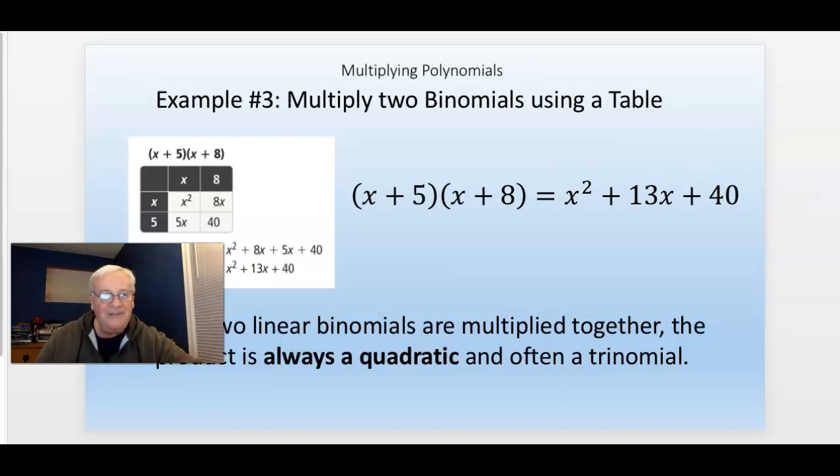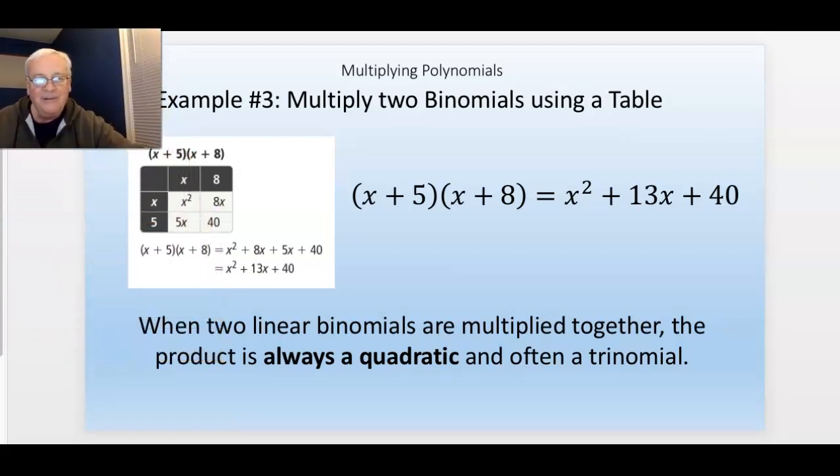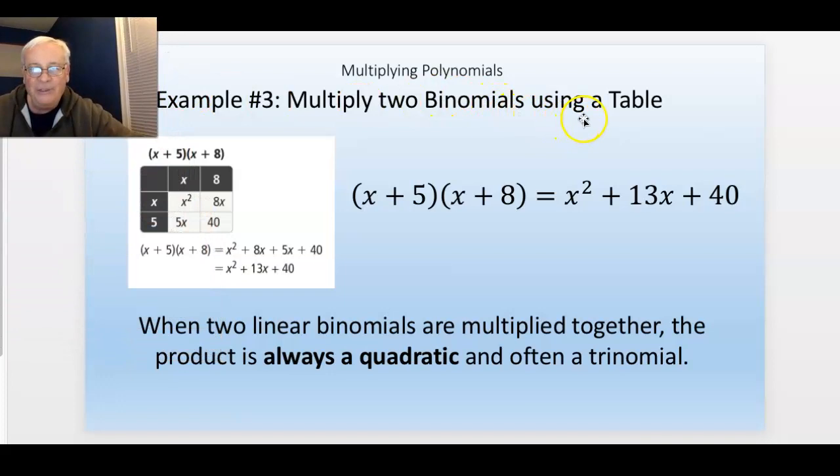All right, I'm going to put over here. This is example 3. Guys, multiply two binomials. You can use a table if you want. So let's go x plus 5 times x plus 8. You kind of put them in a table here. So this is x plus 8 on top, x plus 5 down the side here.